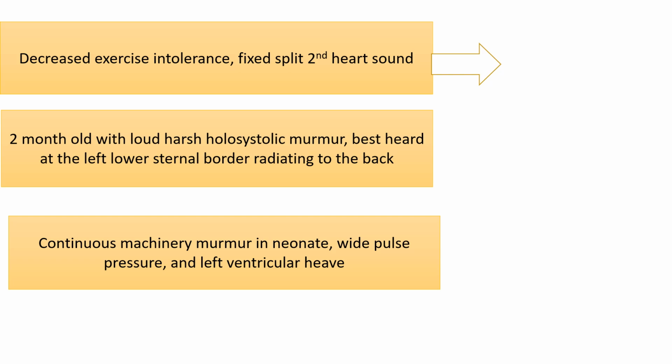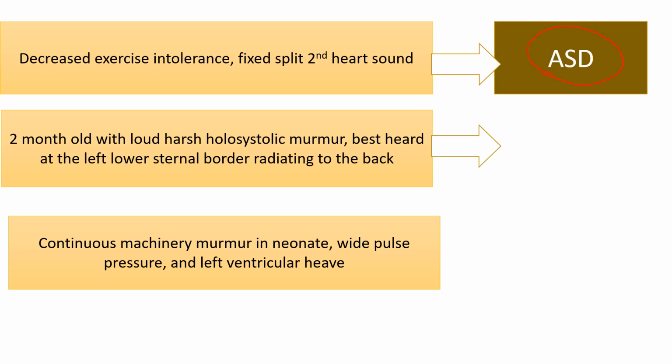We'll review in this section high-yield heart murmurs associated with acyanotic congenital heart defects. First case scenario: decreased exercise tolerance, fixed split second heart sound. What is the most likely cause? ASD or atrial septal defect.